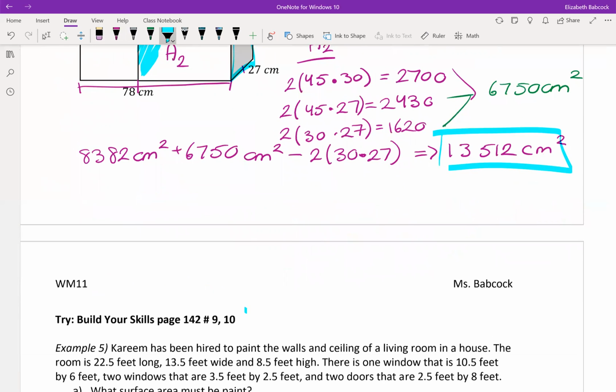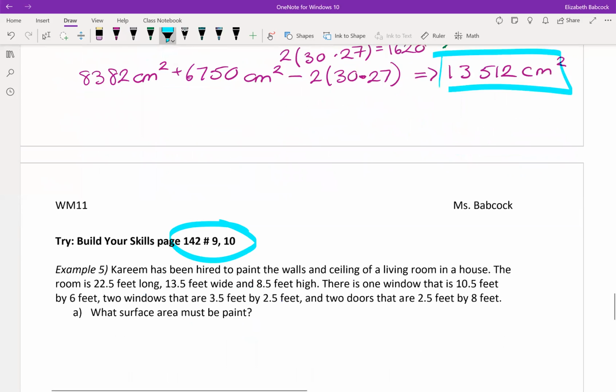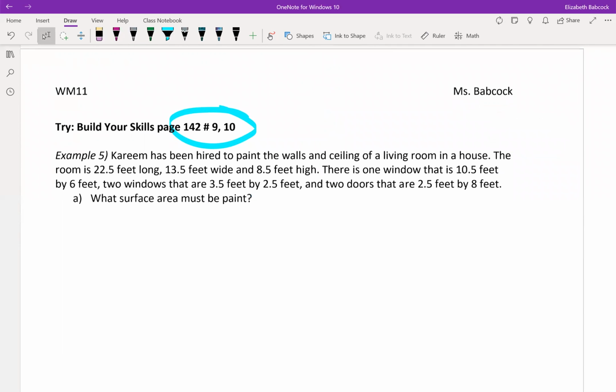Okay, so you can try Build Your Skills numbers 9 and 10 and come back when you're done. Okay, I know this one is a lot of work, but we are going to keep going.